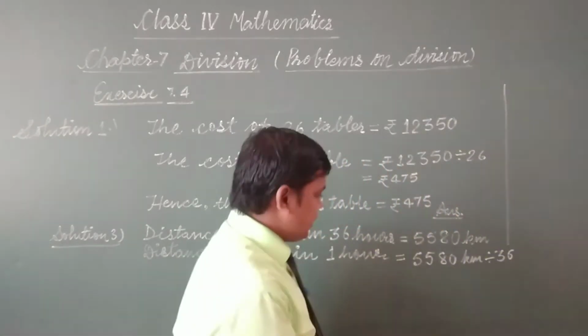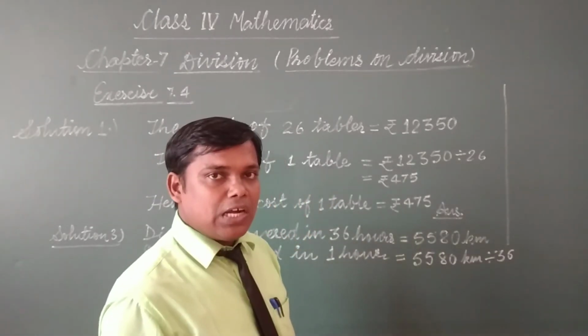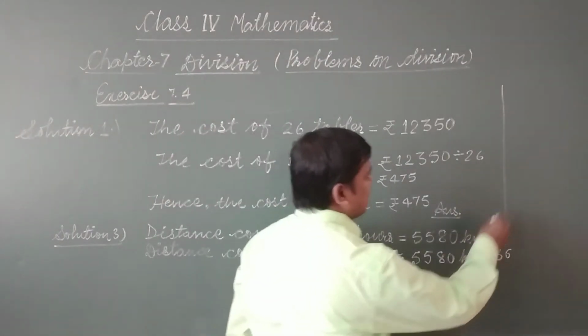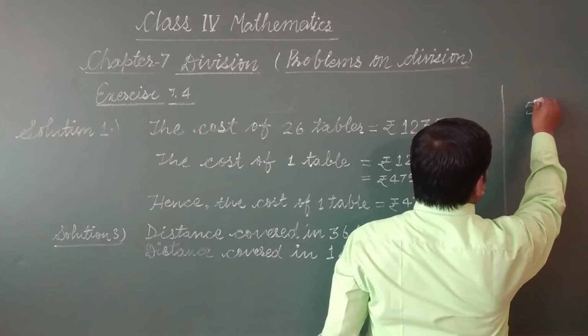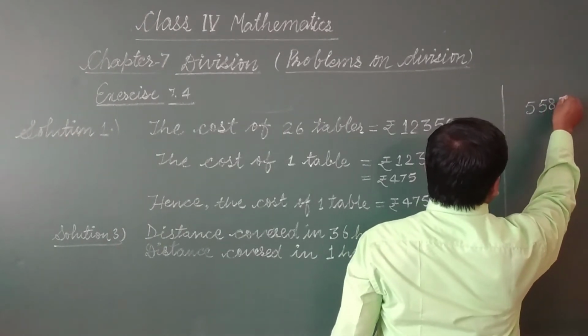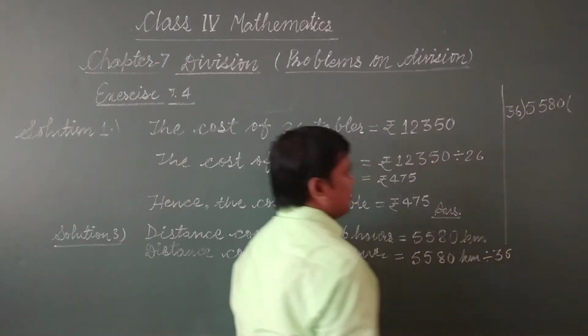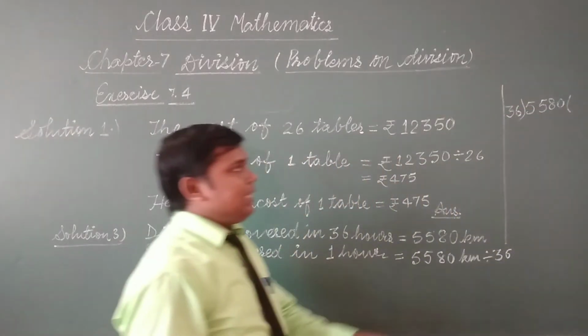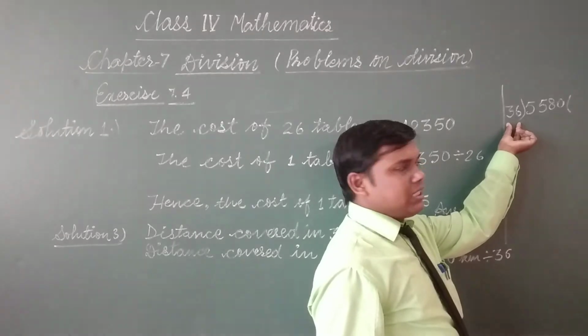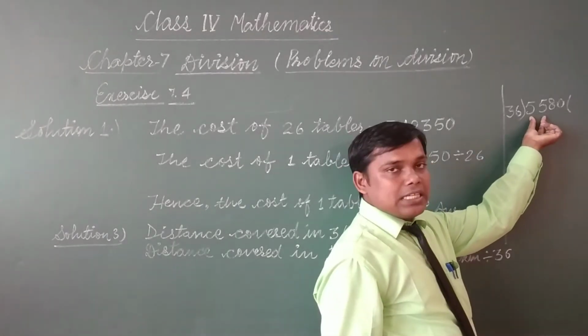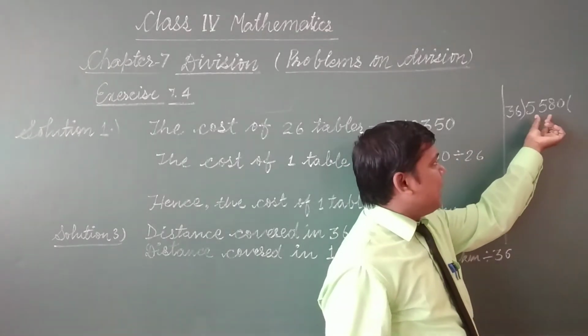We have to divide 5,580 by 36. So we write 5,580 here and 36 here. Now our divisor is of 2 digits, so we take 2 digits from the dividend, and it is 55.